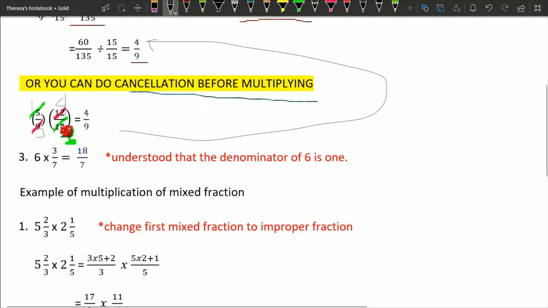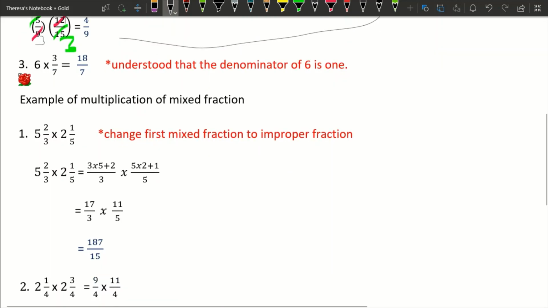So mas lumiit yung number na minamultiply natin. Okay? So another example, we have 6 times 3 over 7. So kung napansin nyo, ito wala siyang denominator kasi whole number siya. Alright? Pero yung whole number class, understood siya na mayroong denominator na 1. Alright? So, any whole number, mayroon siyang denominator na 1.